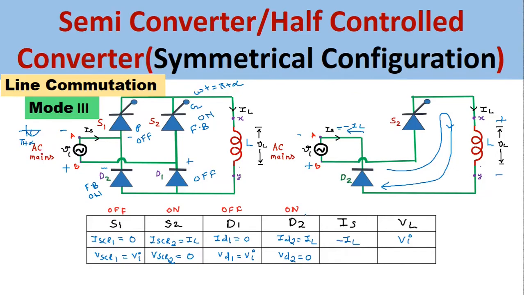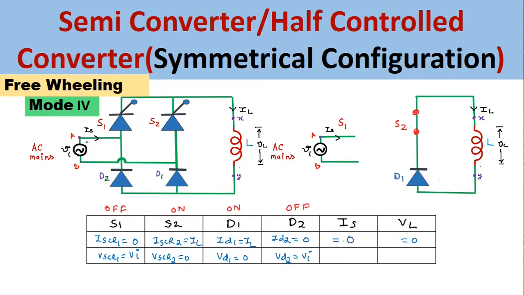D2 diode is in the on condition, therefore the current through this diode will be equal to the load current and the voltage will be equal to 0 if we consider this device as ideal. So these are the conditions of voltage and currents in mode number 3, and we will use this data while drawing the waveforms for this mode number 3.